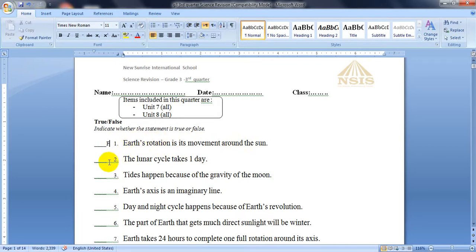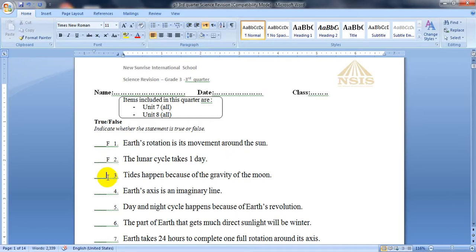Question number 2. The lunar cycle takes 1 day. What is the lunar cycle? The phases of the moon. To finish all of its 8 phases, it takes only 1 day. Did we say it's 1 day? Of course not. We said that it takes almost 1 month or 29 days. So it's false.